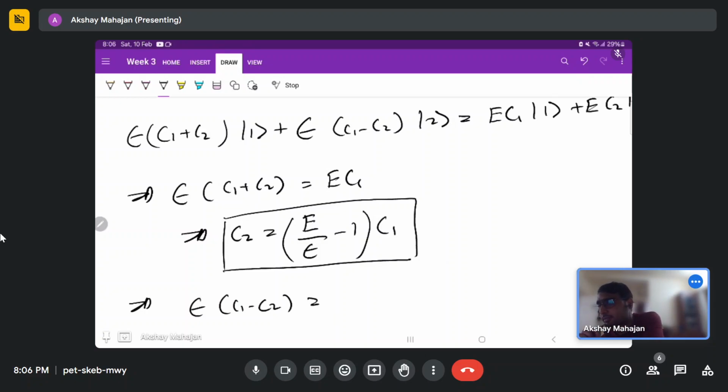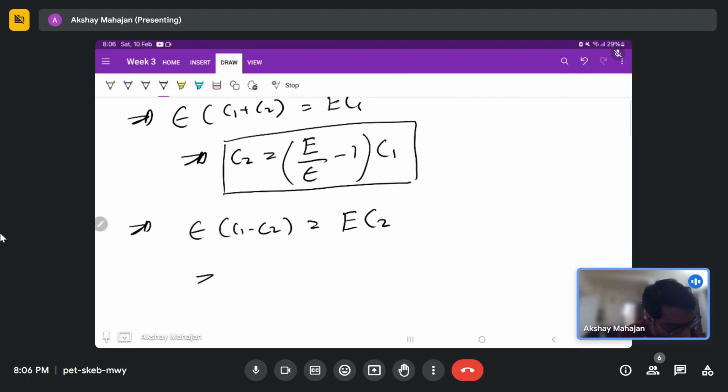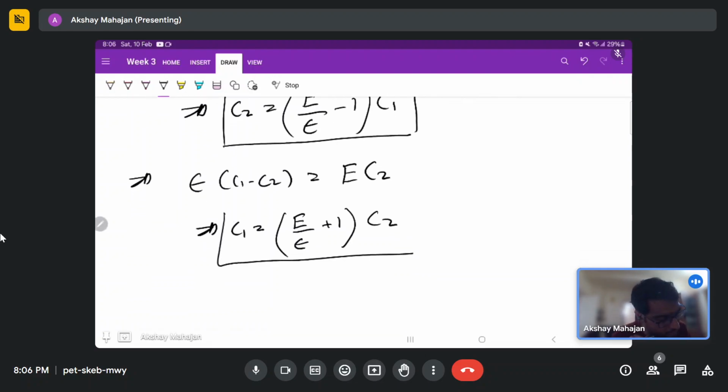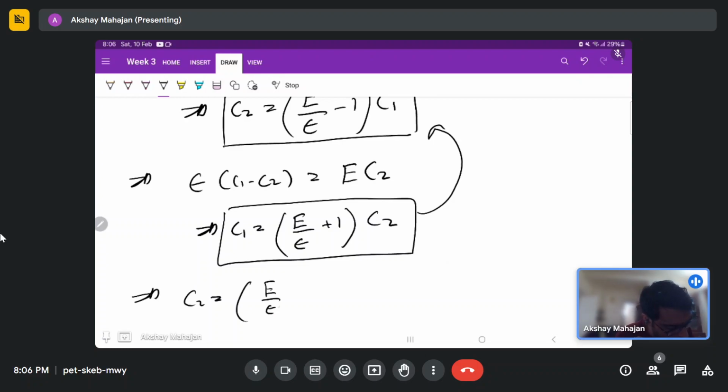Okay, already we get epsilon C1 minus C2 equals E times C2. So from here we can get C1 equals (E by epsilon plus 1) times C2. We have already found what C2 is, so we will use this C1 value in this definition of C2. So from here we have C2 equals (E by epsilon minus 1) times (E by epsilon plus 1) times C2.